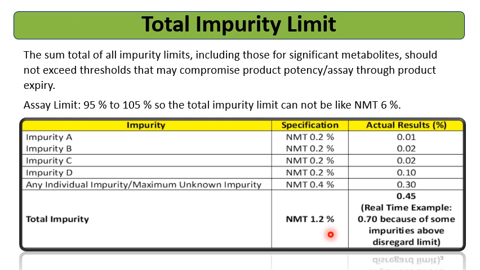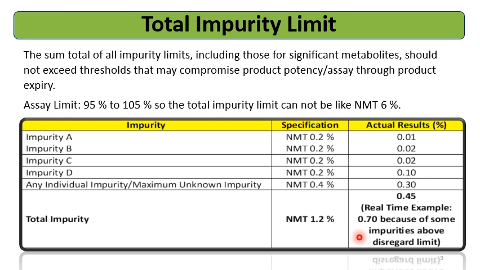Now this is the specification, and if you get the actual results like enlisted here, 0.01%, 0.02%, 0.02%, impurity D is not degrading much or not increasing, it is 0.1%, 0.3%. This maximum impurity is going up to 0.3%, and the total becomes 0.45. But in real time, you get the total impurity as 0.7%.